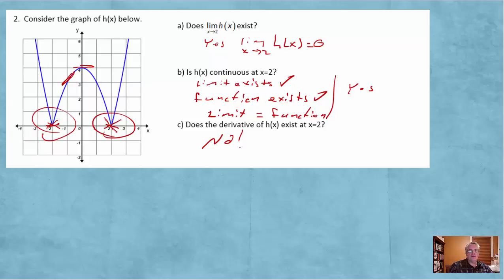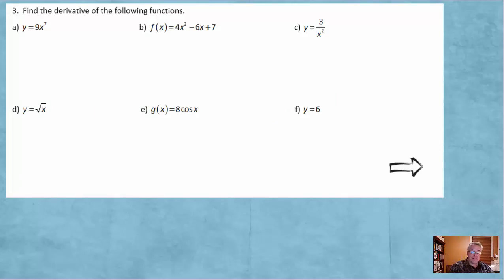All right, now I want to practice some rules here. So this pretty much practices the power rule. It's going to be old news for you folks. So find the derivative of these. So y prime would equal 7 times 9 is 63, and it's x to the 1 less power, which would be 6. Here when it's a polynomial, we just take the derivative term by term. 2 times 4 is 8, x to the first. And then the derivative of minus 6x is just minus 6. And this is y prime.